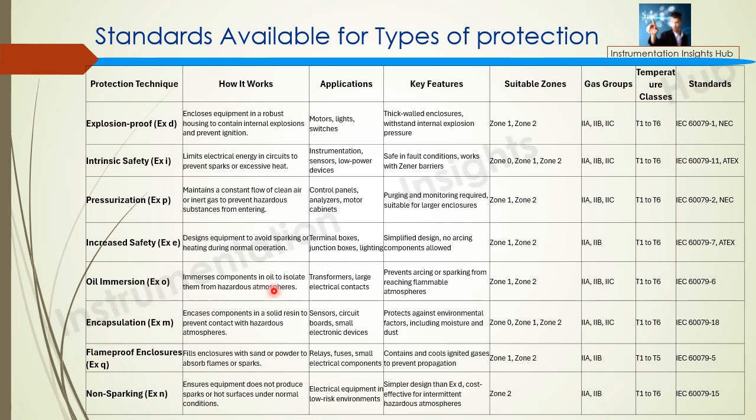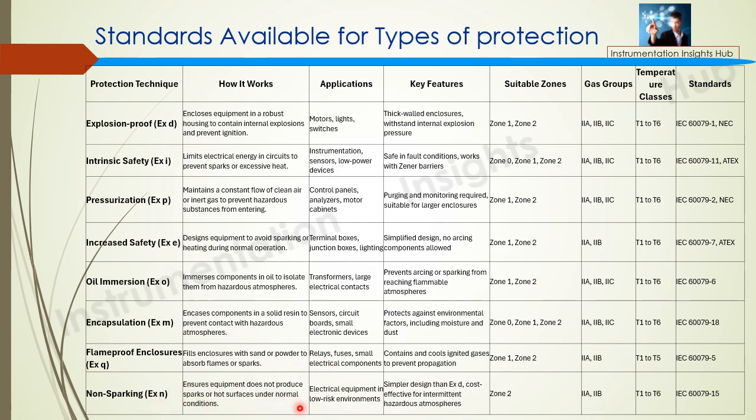Oil immersion immerses components in oil to isolate them from the hazardous atmosphere, right? Transformers, large electrical contacts. Encapsulation encases components in a solid resin to prevent ignition. In oil immersion we immerse components into oil, and in encapsulation we encase components in a solid resin, right? Sensors, circuit boards, small electronic devices. Flame proof enclosure is filled with sand or powder to absorb flame or spark, flame proof, right? And that is the explosion proof, right?